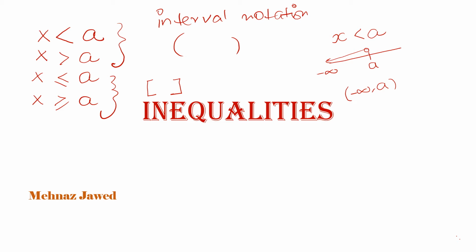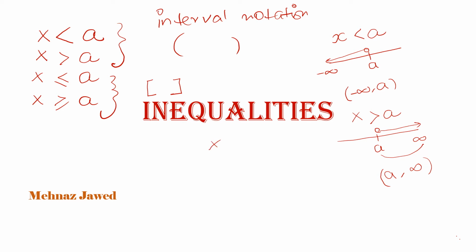Similarly, if you have to find x is greater than a, you will make a number line. Greater means all the numbers which are greater than a should be on the right hand side. The greater side will be shown by the hollow point. On this side there is infinity, and to write the domain you will write a comma infinity, infinity with the small bracket and a also with the small bracket.